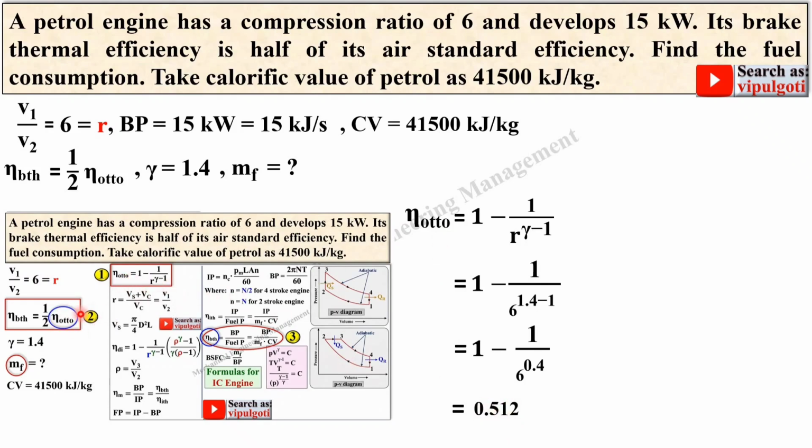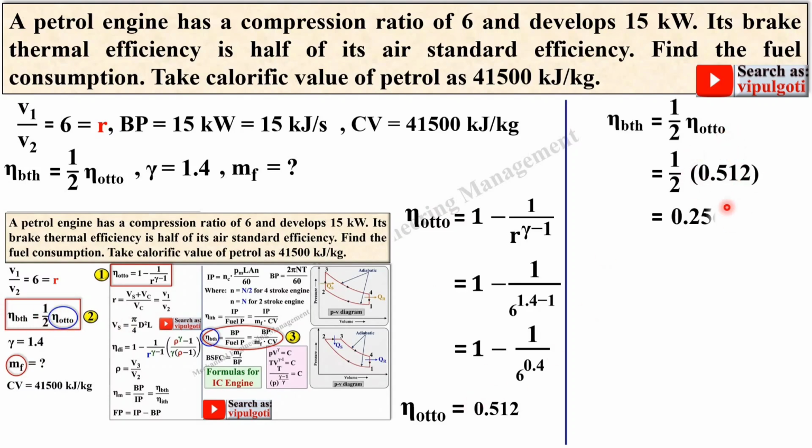Now I am going to follow this second step. So put the value of this eta Otto in this equation. So this is my second step. Put this value over here. Simplify it so that I will get eta BTH, means brake thermal efficiency, is 0.256. Now put this value in this equation. So this is my next step.